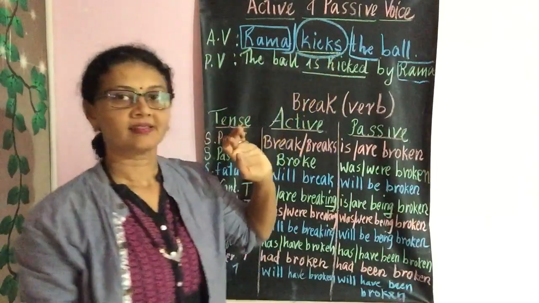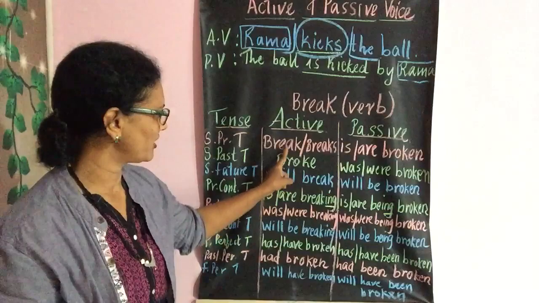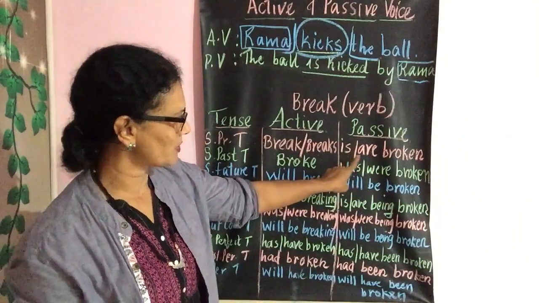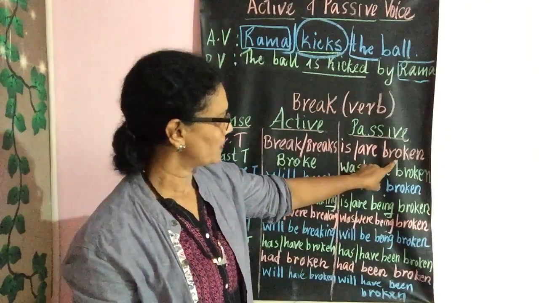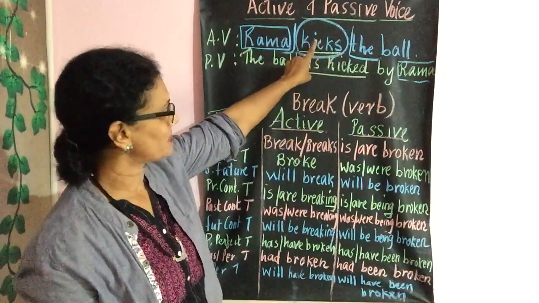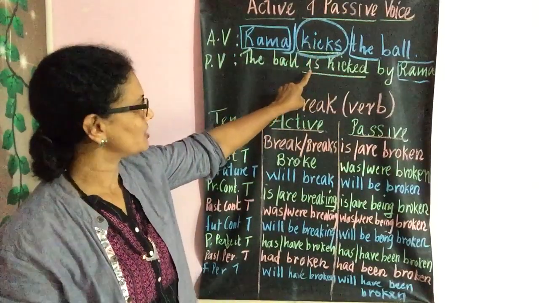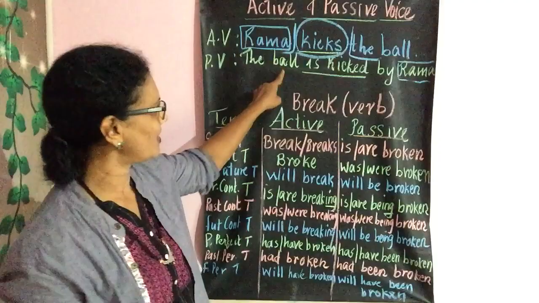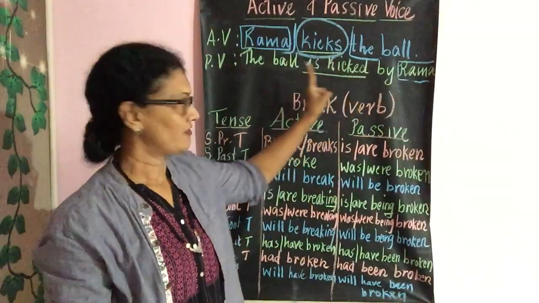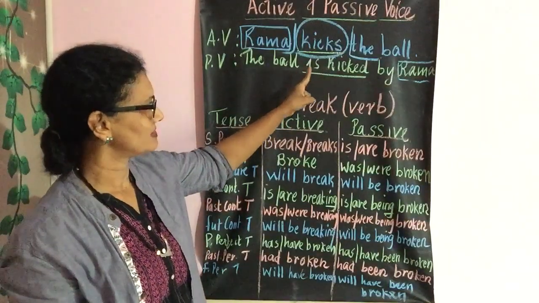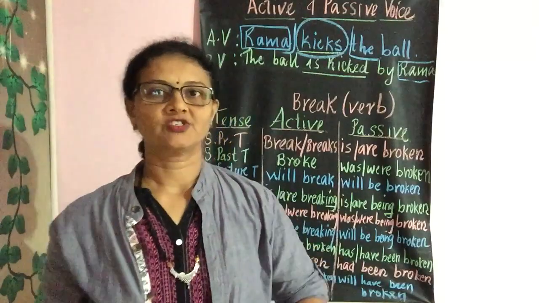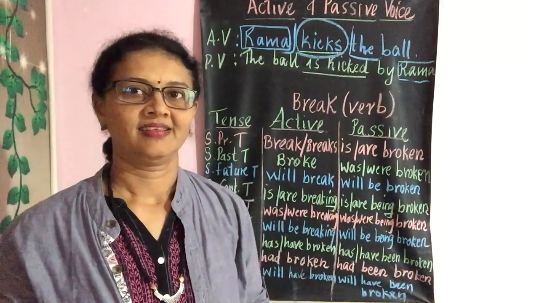The tense of the word kicks, as mentioned here, is in the present tense and it changes to either is broken or are broken. Broken is the past participle of break and kicked is the past participle of kick. So it changes to is kicked. The ball is one, and that's why it changes to is kicked. If it was the balls, it would have been are kicked. So this is how you change the voice.